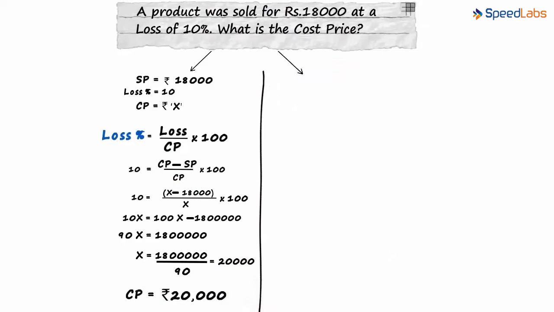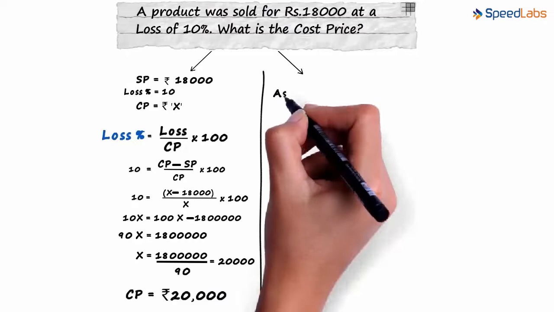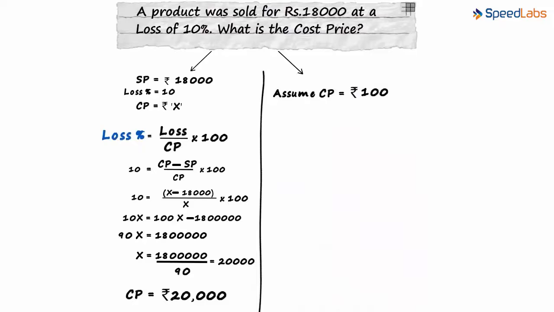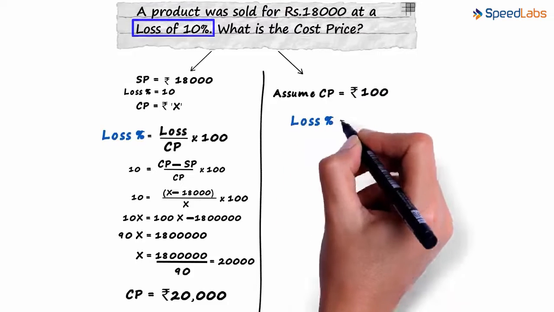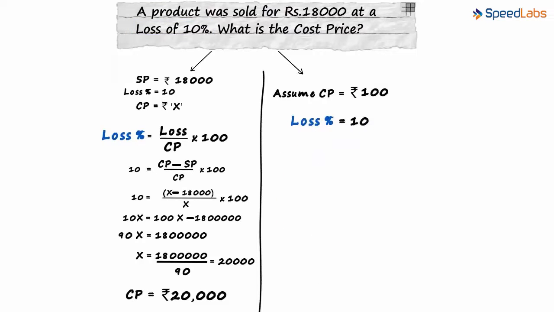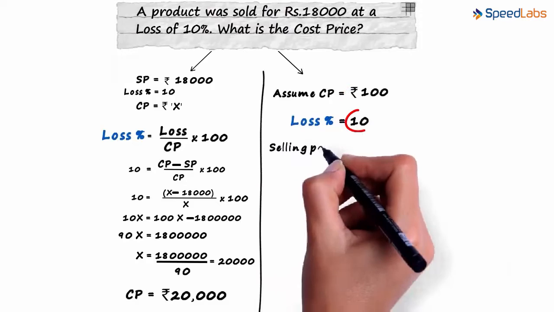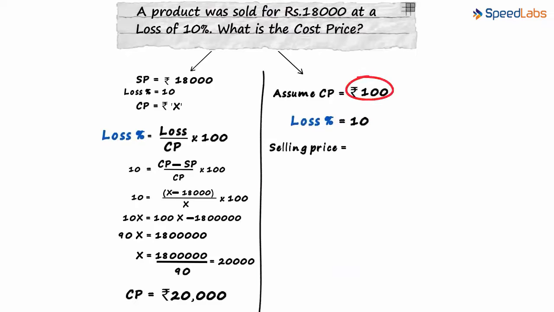The second way to solve it is very interesting and probably a bit easier. We just make one assumption and things get very simple. We assume the cost price to be 100 rupees. The loss percentage is given as 10. Hence, for 100 rupees, the selling price will be 10% lesser than the cost price, that is 90 rupees.